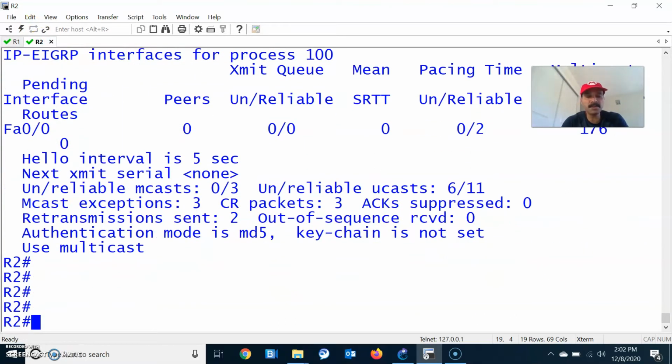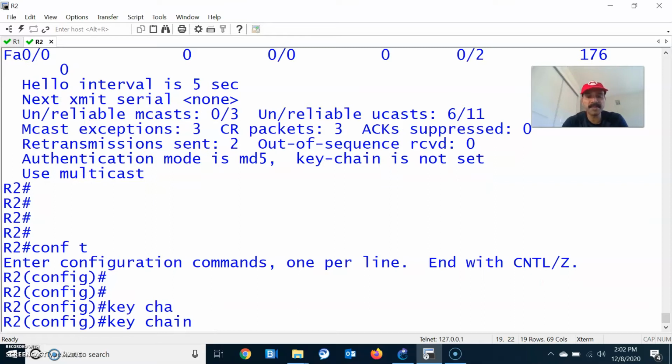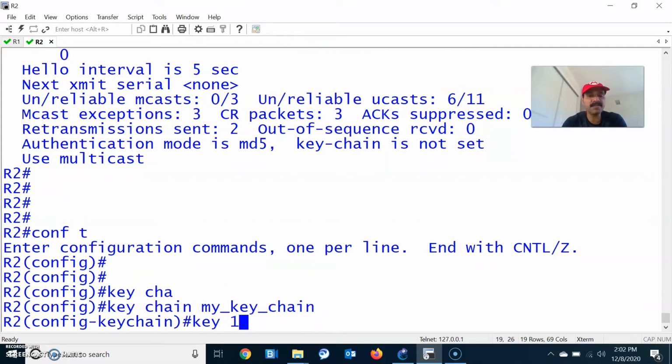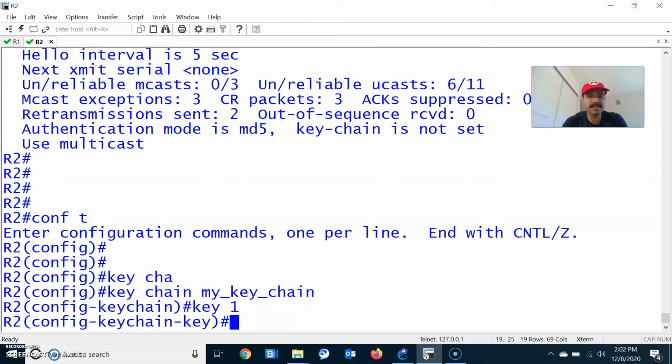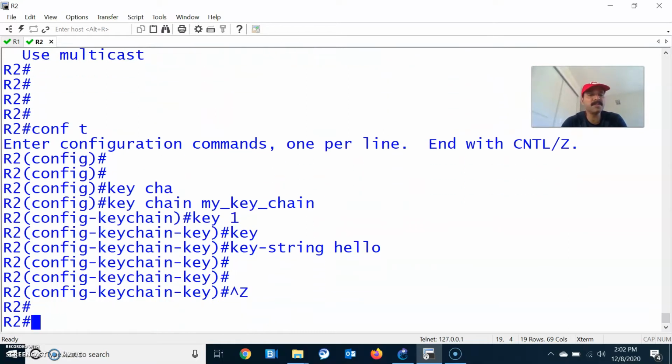So go to R2, go to the configuration mode. Keychain, followed by my keychain, right? My keychain. Then I have to configure the key. The key I configured as 1 in R1. In the same way the key string we need to configure. Let us configure the key string as hello. So both should remain the same.